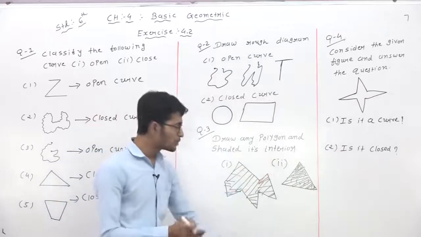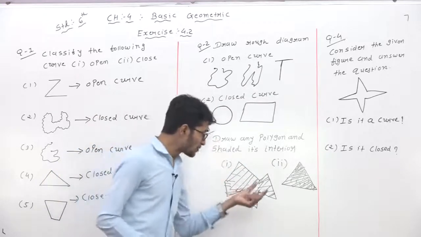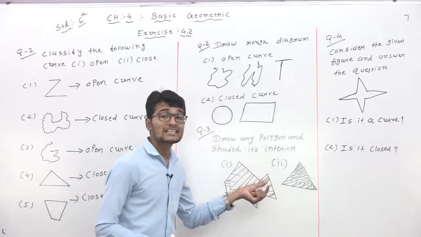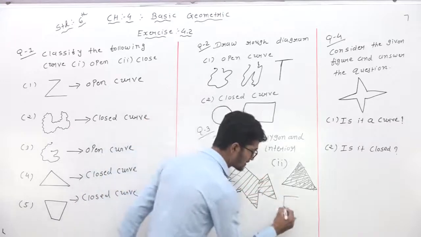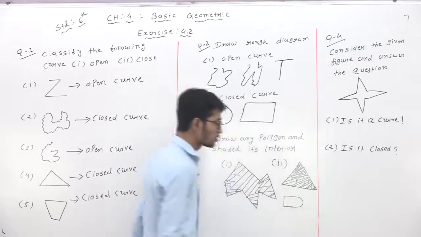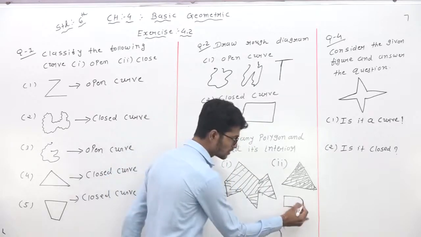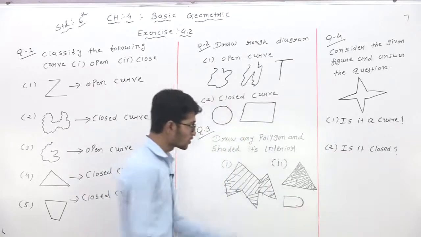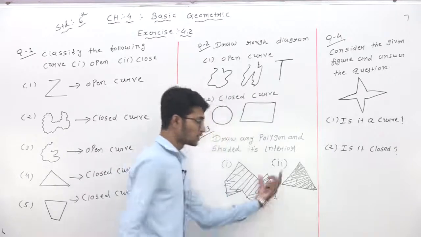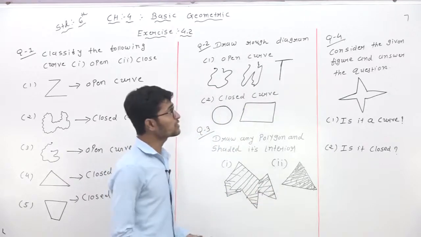आप इस तरह से कोई भी polygon draw कर सकते हो. But keep in your mind, a polygon means drawn with line segments. If you draw this type of figure, this one is not a polygon. Why? Because here you are using a half circle. So this one is not a polygon. Understand? Clear? Next, question number 4.